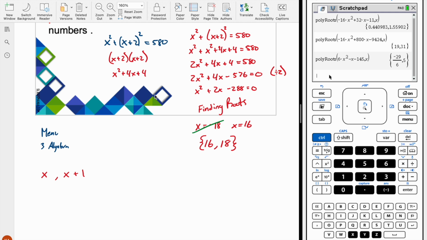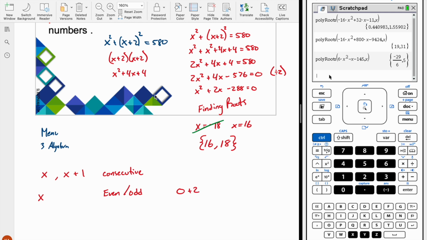But when we are talking about consecutive even or odd, keep in mind, if we start off at x, which is, let's say, 0, how do we get to our next even number? We would have to add 2.